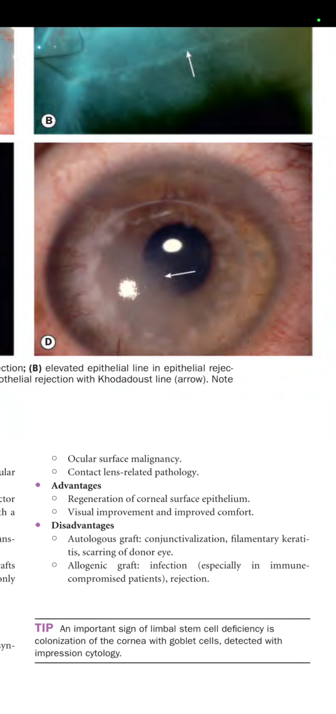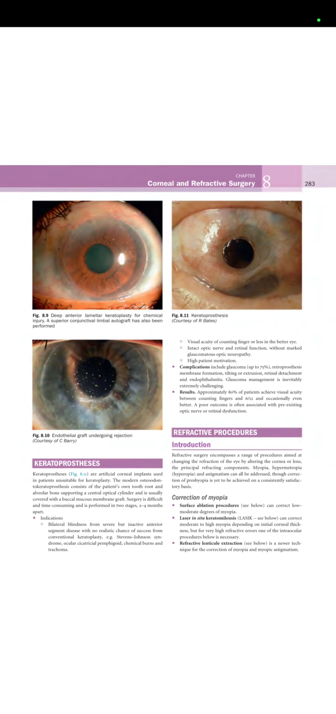Disadvantages of autologous graft: conjunctivalization, filamentary keratitis, and scarring of the donor eye. So these are all the disadvantages. In allogenic graft, there is infection, especially in immunocompromised patients, and rejection. An important sign of limbal stem cell deficiency is the colonization of the cornea with goblet cells detected with impression cytology. So that's it for the cornea and refractive surgery part 2.